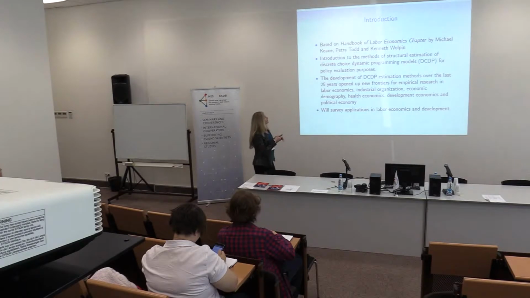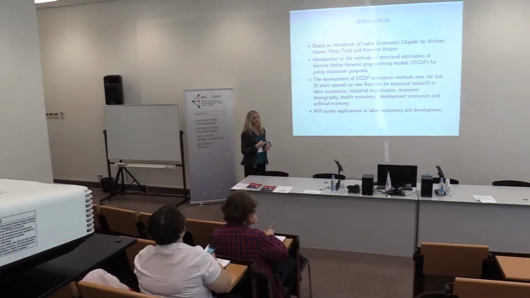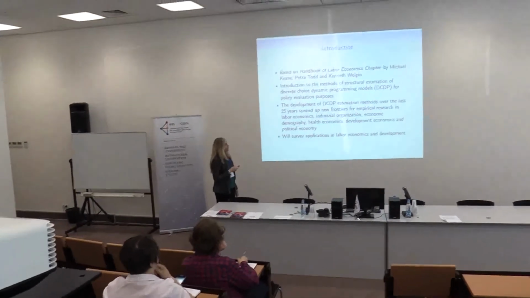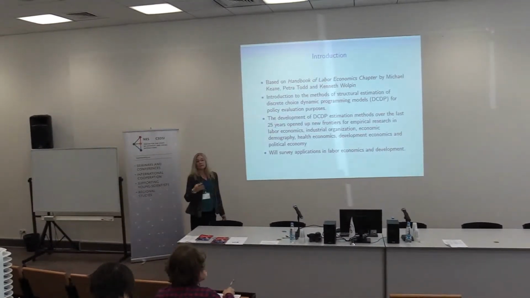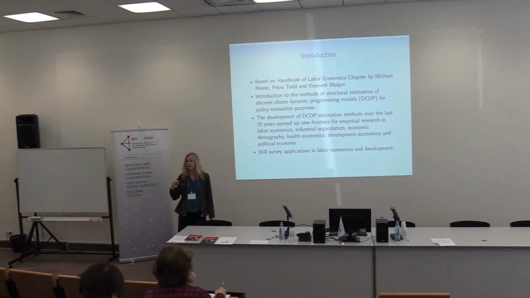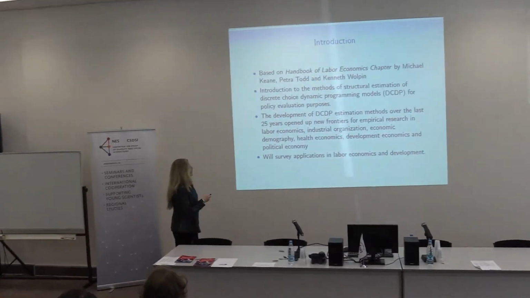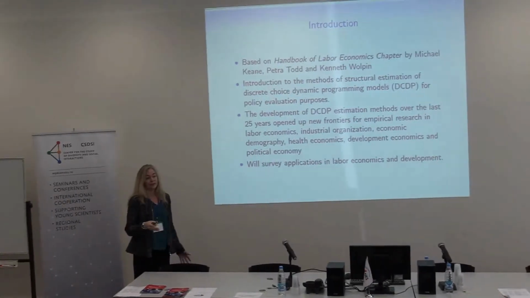And if you want to look for a textbook where you can also read about these methods, I wrote this chapter in the Handbook of Labor Economics with Mike Keane and Ken Wolpin. So a lot of the material that I'll show you actually appears there. These modeling methods are called DCDP methods, discrete choice dynamic programming. But we're going to start with some static models and then show how the dynamic models are related to the static models.